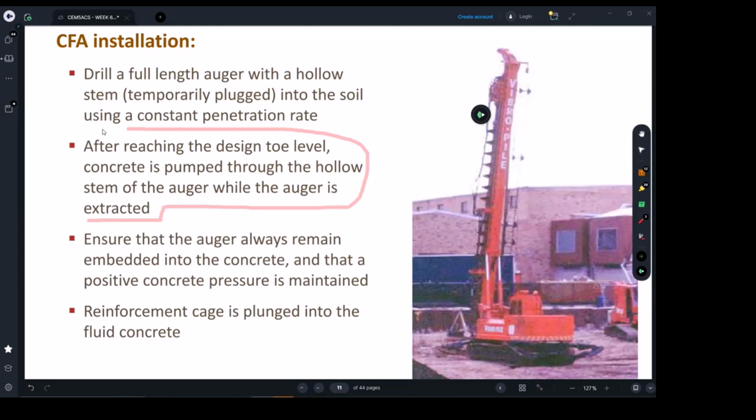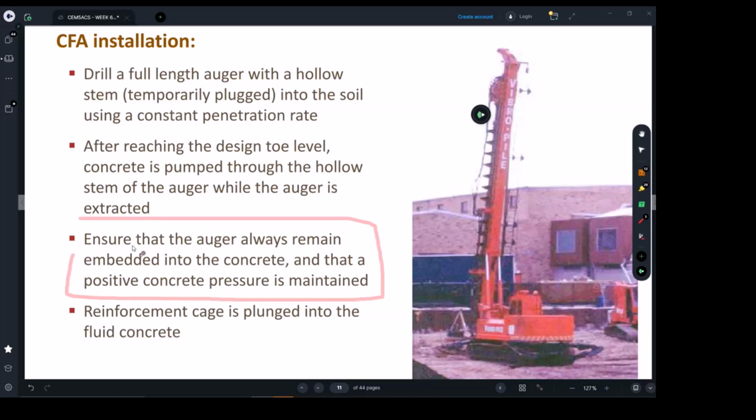So basically that's the key difference, is you pour the concrete while lifting up the auger. All right? So there are key considerations when you do this. Just make sure that the concrete pour has no gaps within the pour. So ideally the toe, the tip of the pump, needs to be always embedded into the concrete.